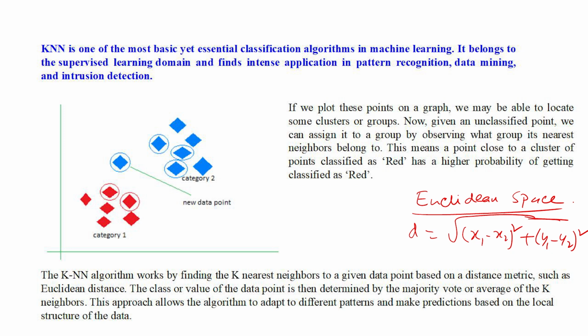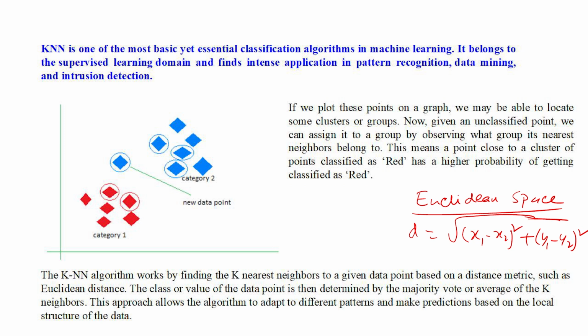The class or value of the data point is determined by the majority vote, or average, of the k neighbors. Majority vote means the maximum number of the neighbors. This approach allows the algorithm to adapt to different patterns and make predictions based on the local structure of the data. That is what it does. I hope this slide is very important, as it tells you everything about k nearest neighbors, right.